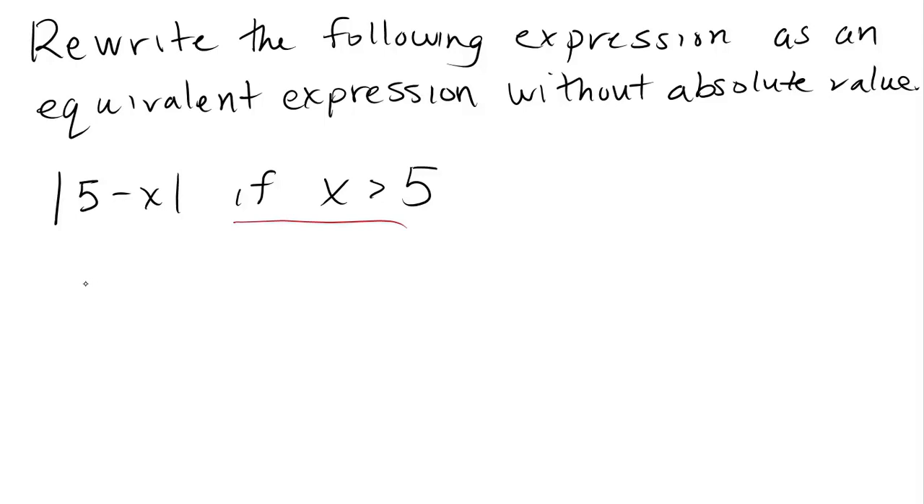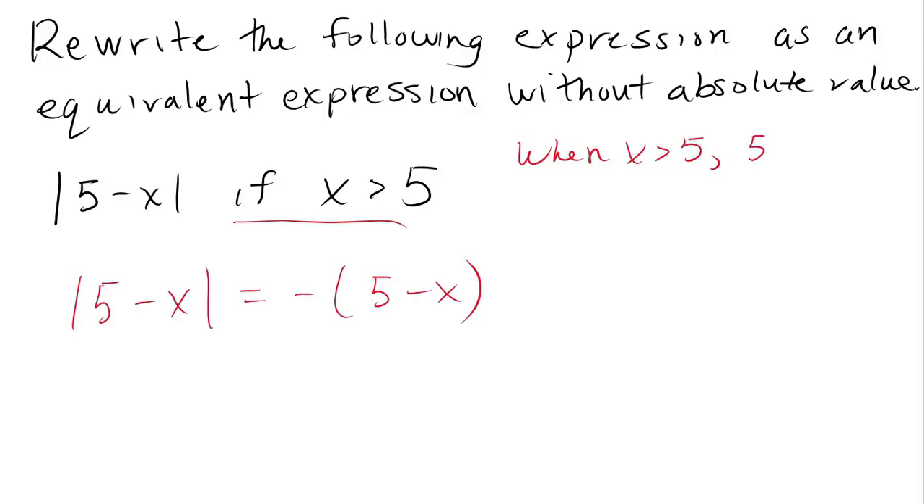So our rule says that the absolute value of 5 minus x will be equal to the negation of 5 minus x because the input is negative. When x is greater than 5, 5 minus x is negative. So the absolute value of 5 minus x in this case would be the negation of that expression, and that would distribute the negative to both terms, and then I would switch the order and I get x minus 5.